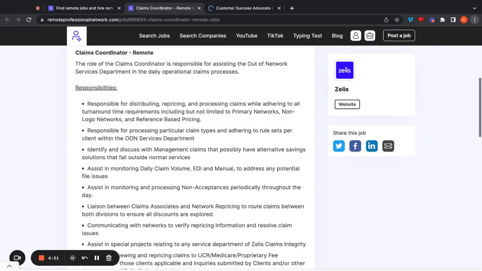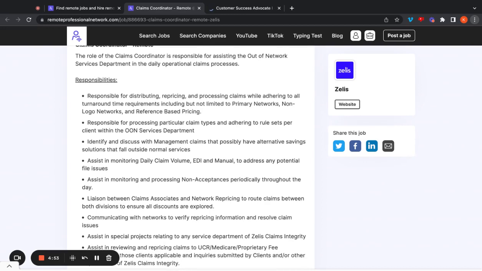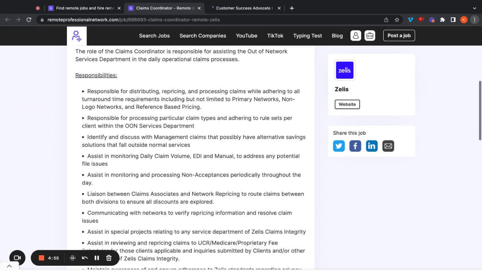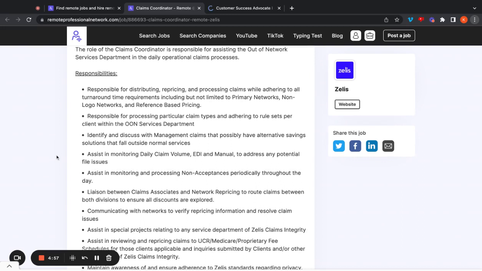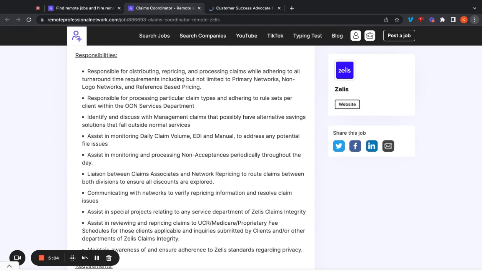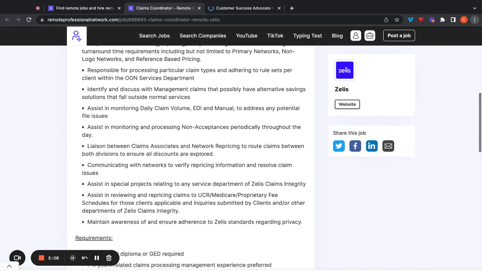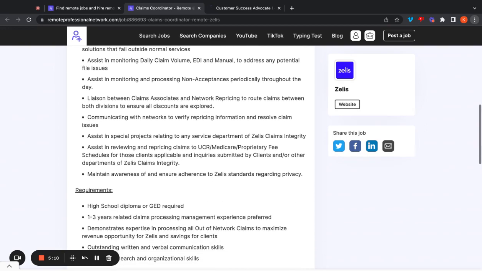They want you to identify and discuss with management claims that might have alternative saving solutions, and assist in monitoring daily claim volume, EDI and manual, to address any potential issues. They want you to assist in monitoring and processing non-acceptances periodically throughout the day. And a few other things you're going to be doing there.